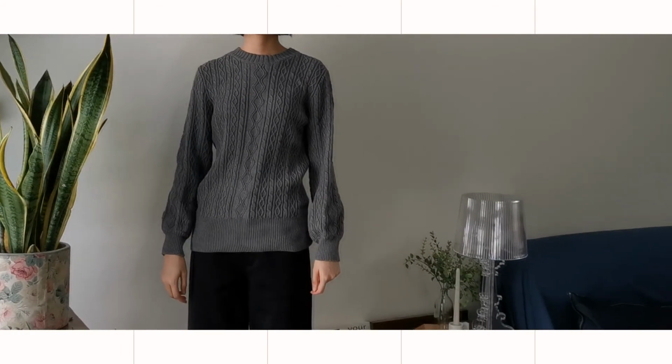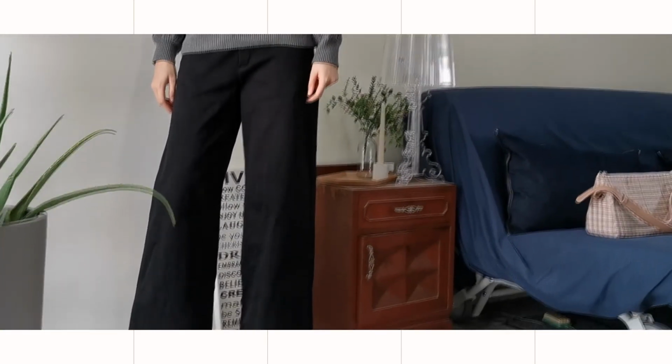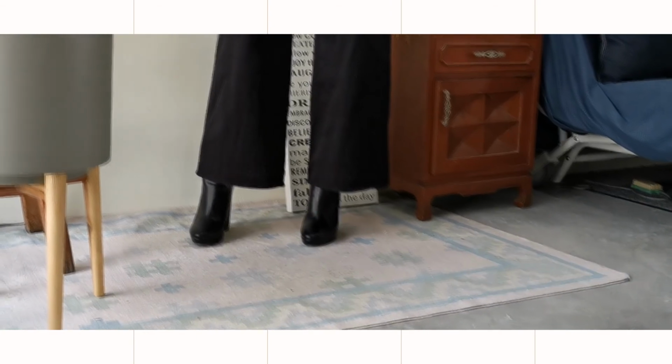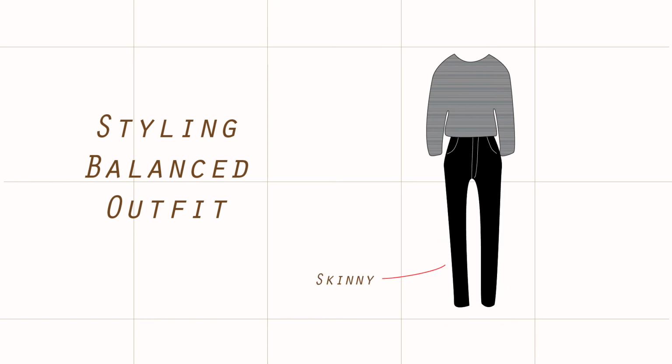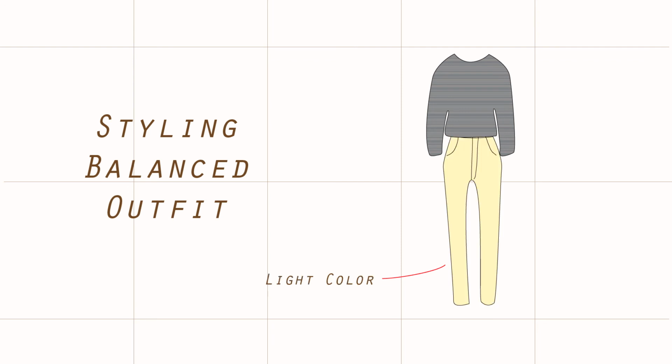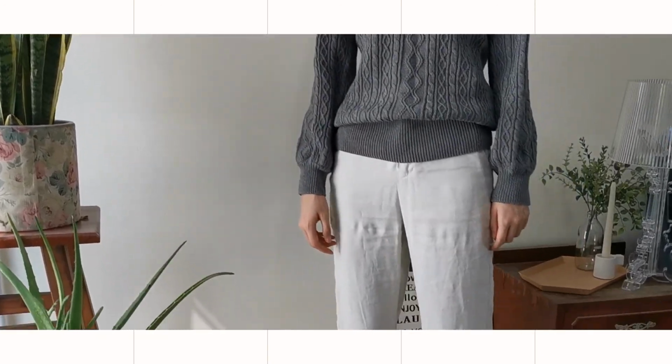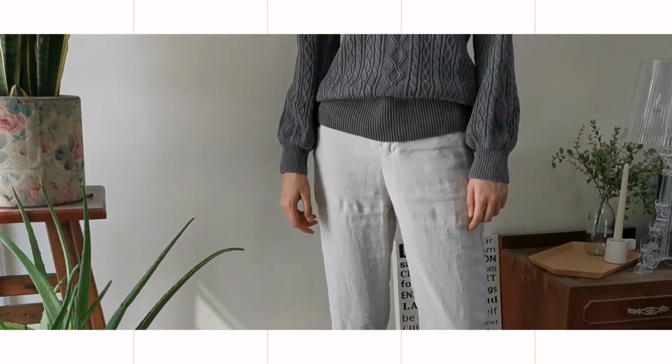So I am wearing a knit sweater which is thick and heavy with black wide-leg trousers which are also quite heavy. Overall, this outfit is a bit too heavy and makes me look chunky. For a more balanced look, I will change the shape of my pants to a more tapered style, and I will change the color from black to a lighter color. Here I look more balanced, not too heavy, and more put together.